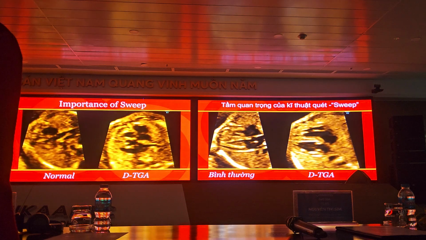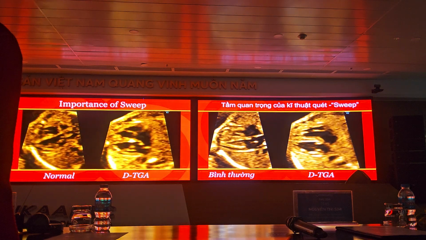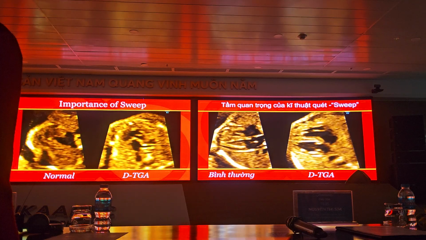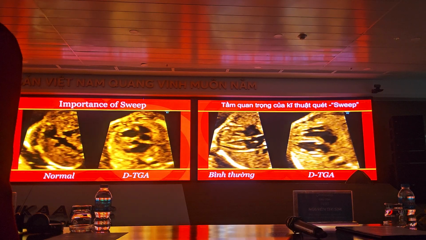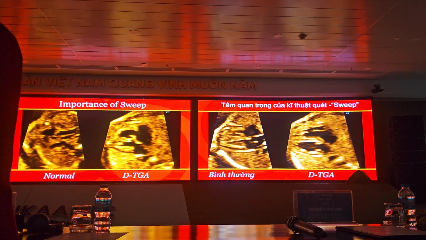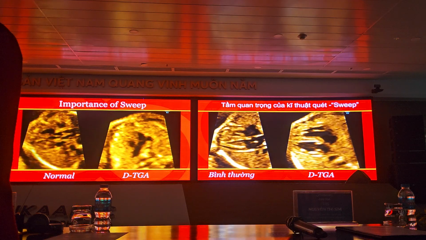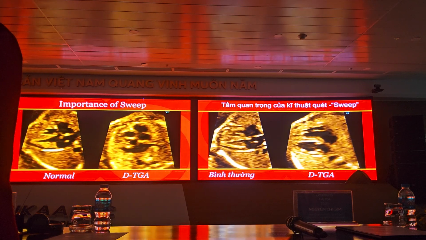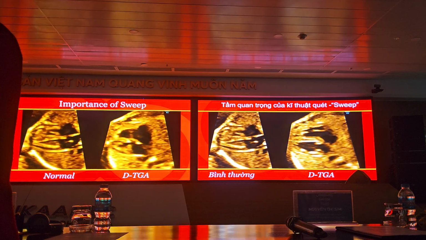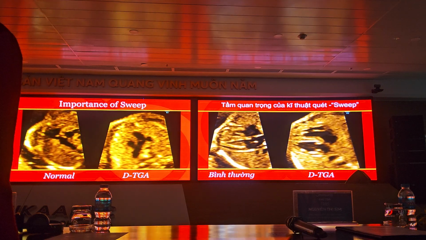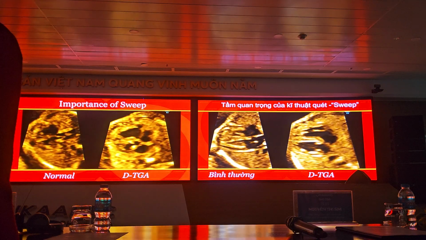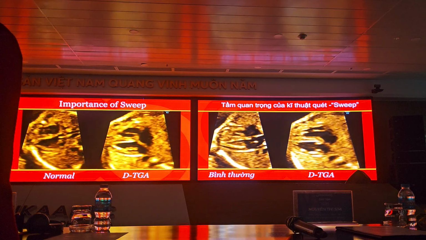But the sweep, I'm trying not to add extra burden to all of us who do screening, but for transposition, I think a sweep is the way to go. A transverse sweep from the 4-chamber to the LVOT, RVOT. That's all you need. But you have to optimize the image, the right angle. You do that, and you'll pick it up.